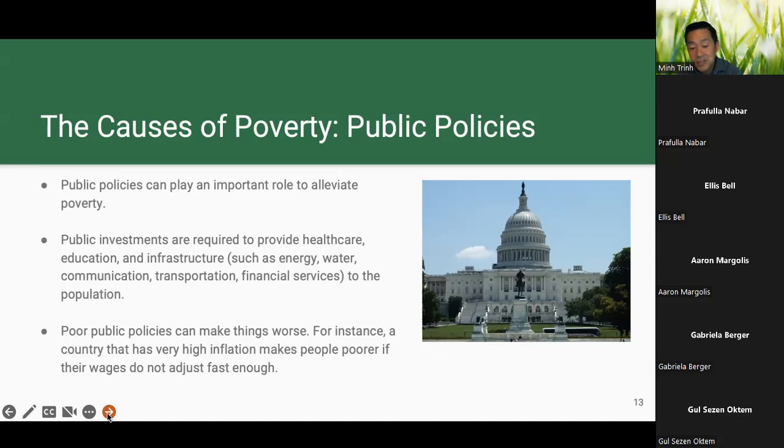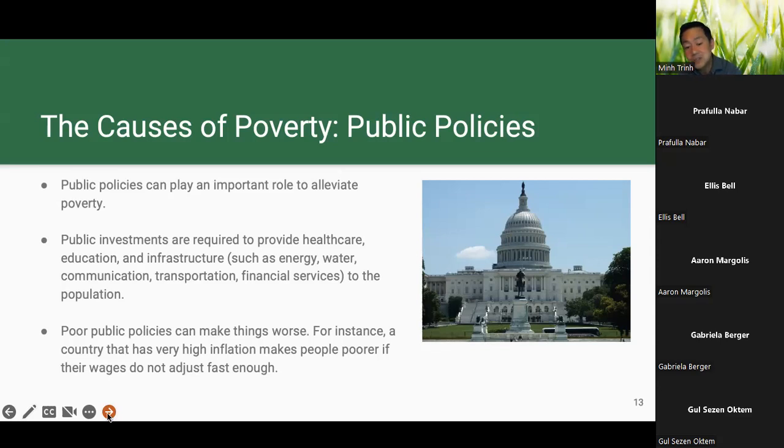Public policies can also make things worse. You have corrupt governments, or governments that don't really look after their people, that can make things much worse. In countries with high inflation, I mean not inflation like we have here today, but hyperinflation, inflation of 100% per month or per week, then people are very poor. People have fixed salaries, and they cannot afford to buy food. The wages don't adjust fast enough.